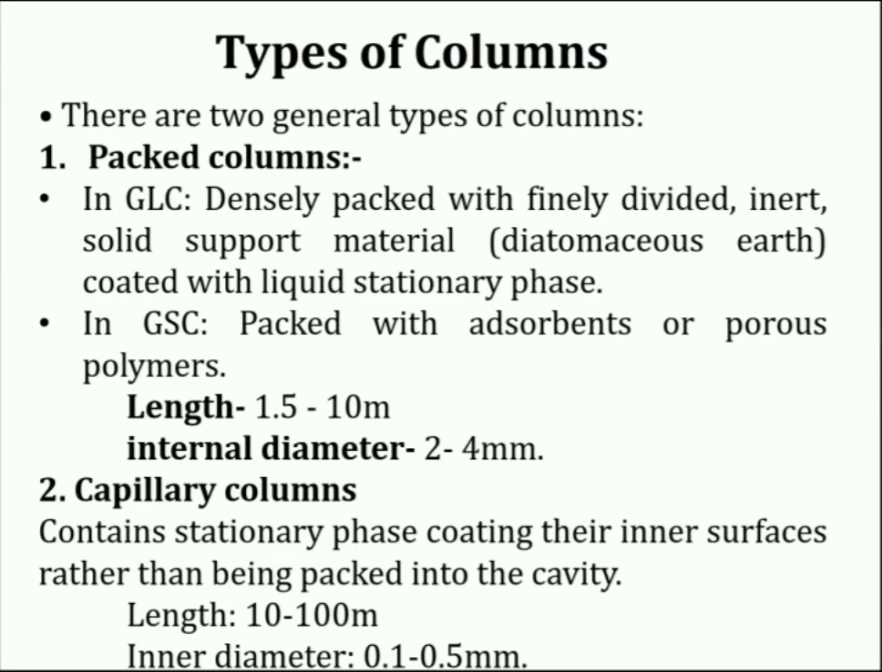Next are types of columns used in gas chromatography. There are two general types of columns, packed and capillary columns. First of all, packed columns. In gas-liquid chromatography, they are densely packed with finely divided inert solid support material coated with liquid stationary phase. In gas-solid chromatography, the columns are packed with adsorbents or porous polymers.